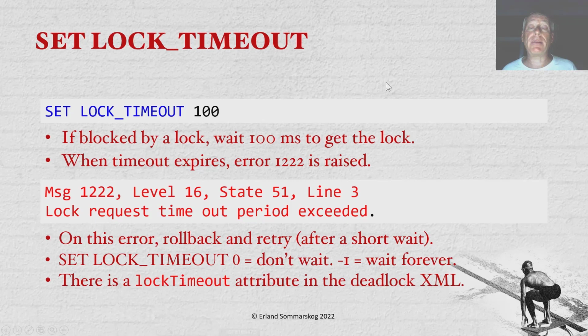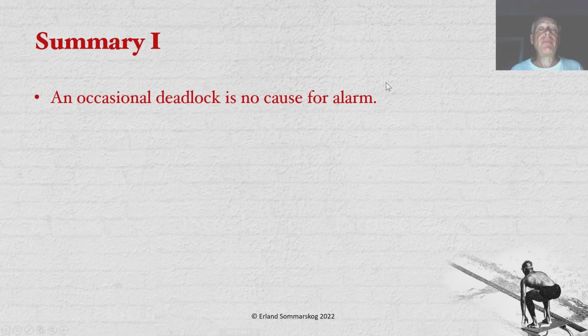So we're coming towards the end of this session. I'd like to do a summary of the most important things I've raised in this session. So keep this in mind. An occasional deadlock is absolutely no cause for alarm. It's when you get lots of them or you actually get real problems like users being irritated, etc. That's when you need to deal with them.